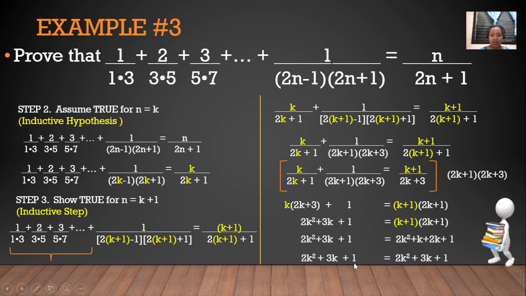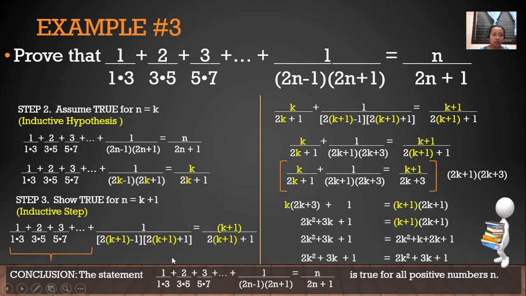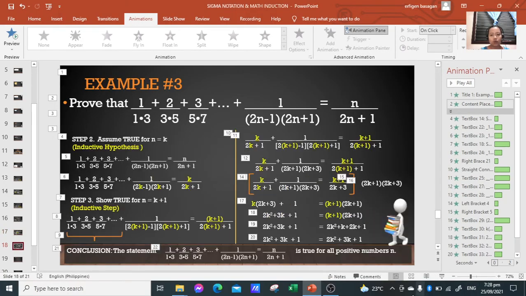Therefore 2k squared plus 3k plus 1 is equal to itself. So that means the third step is also proven. We can have a conclusion. The conclusion is the statement 1 divided by 1 times 3 plus 2 divided by 3 times 5 plus 3 divided by 5 times 7 plus ellipsis plus n all over 2n minus 1 times the quantity of 2n plus 1 is equal to n over 2n plus 1 is true for all positive numbers n. Thank you very much for listening.